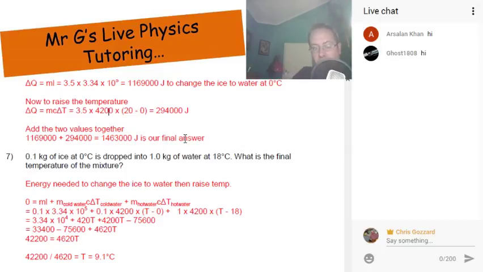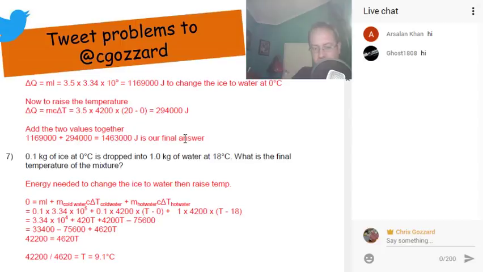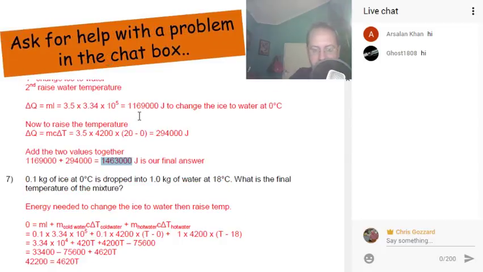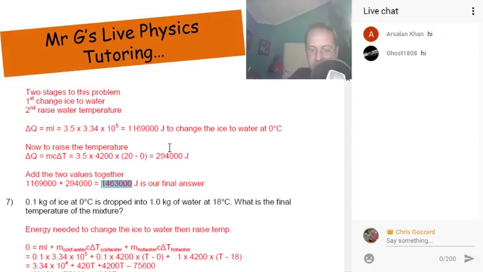And we also converted our ice into water. So we need to add these two energies up together. So we get our final total amount of energy, and that is 1,463,000 joules. That is our final answer.